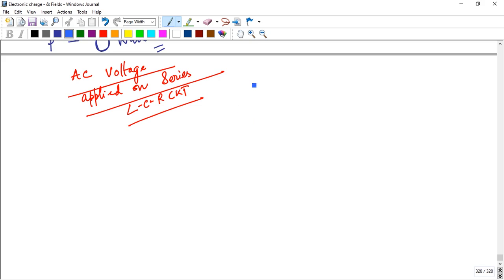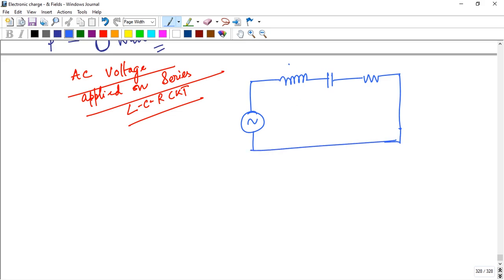Similarly, here the circuit diagram looks like this. There's the AC voltage, there's the L, meaning the inductor, the capacitor, and the resistor. That's the series LCR circuit. There's an AC source, that's the EMF, which is a function of time, V equals Vm sine omega t.